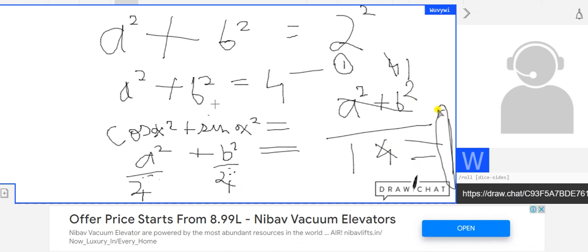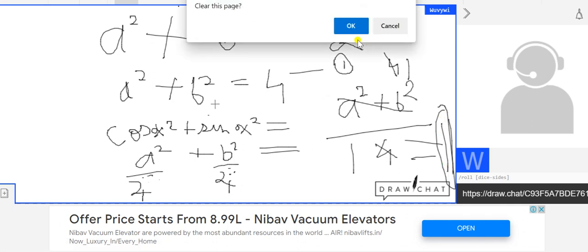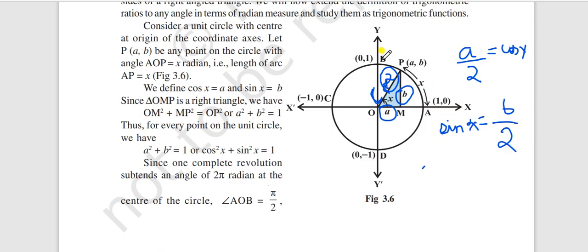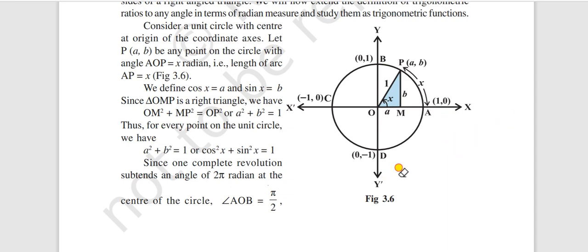So from this we can prove that it doesn't matter what the number is, what the radius is. It could be 2, 3, 4, 5, 6, any number in the world, but it'll always be cos square x plus sine square x. It'll always be 1.